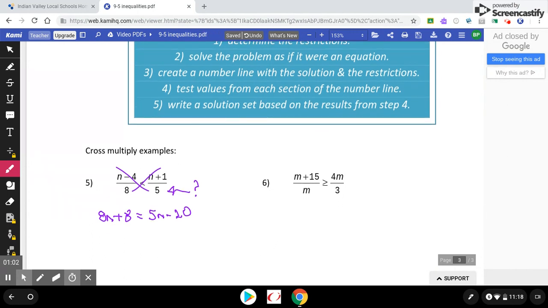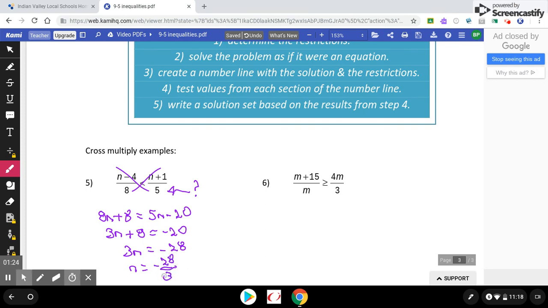How do we get the 5n to the other side? We subtract it. How can I move the positive 8 over? Subtract it. How do I get rid of the 3? I divide it.